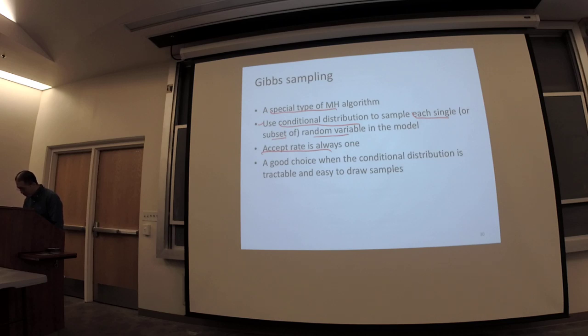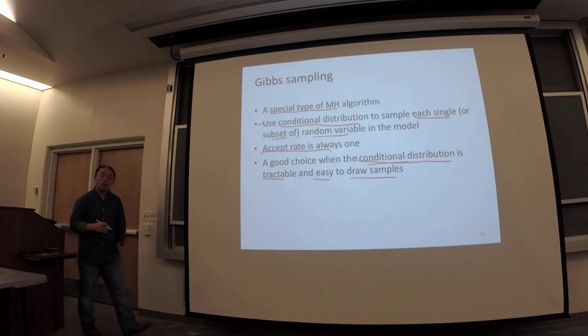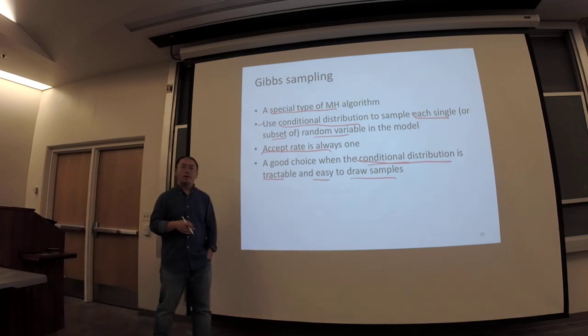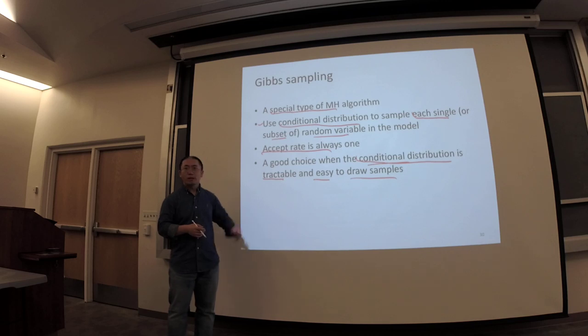And if your probabilistic model's conditional distribution is tractable and easy to draw samples from, people will always try to use Gibbs sampling. But there's no free lunch. If your conditional distribution is not tractable, you cannot compute the conditional distribution, you never think about Gibbs sampling.